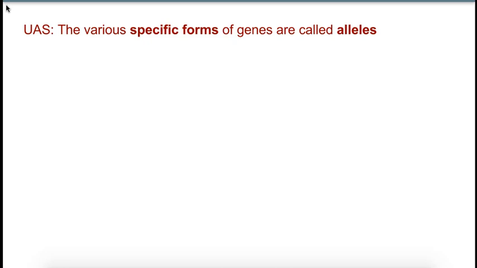Okay, this is where we get to a new word, allele. According to this understanding, the various specific forms of genes are called alleles. So the gene codes for a particular trait. The classic one we use is always eye color. The allele would be brown eyes or blue eyes or green eyes. So the specific form of that gene is called an allele. It's really important, guys, that you move forward having a solid understanding of these two terms.